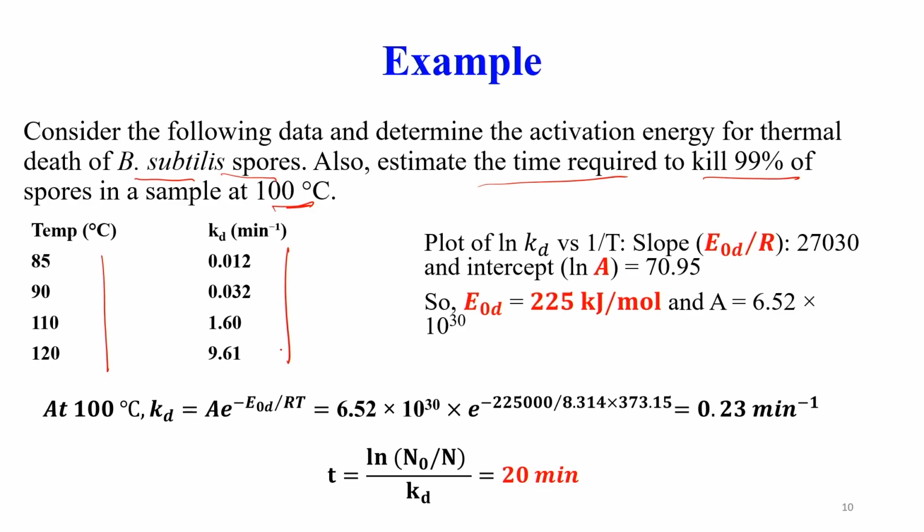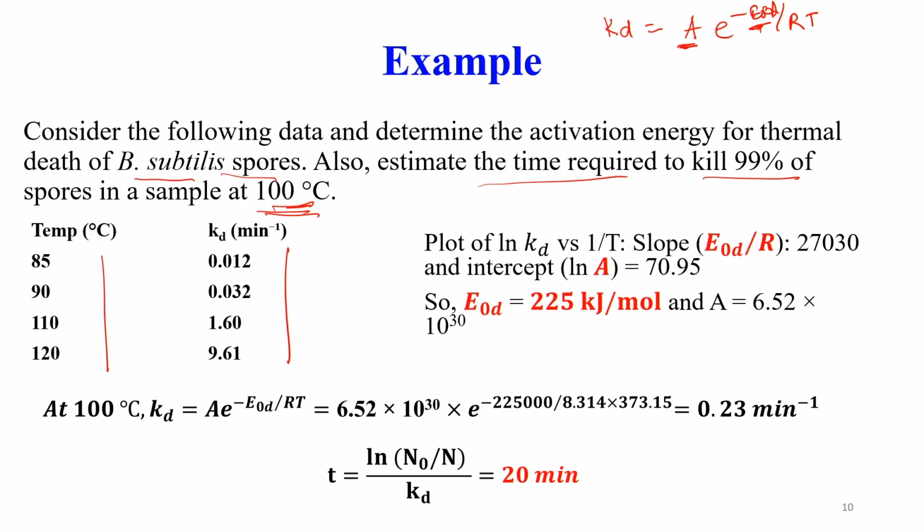100 degree centigrade, and these are data at different temperature. The Kd value is given. Then first what is needed here is at 100 degree centigrade what will be the Kd value. So, how we will find the Kd? Kd value is Kd is A e to the power minus E naught d upon RT. So, what is not available to us is A and E naught d, activation energy.